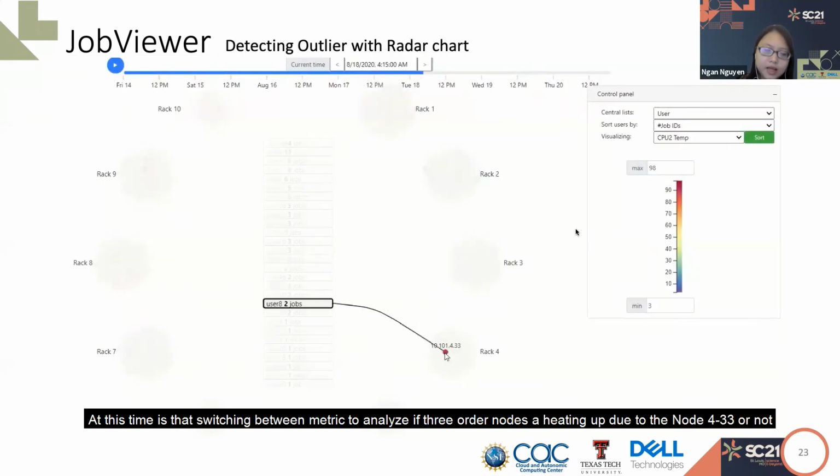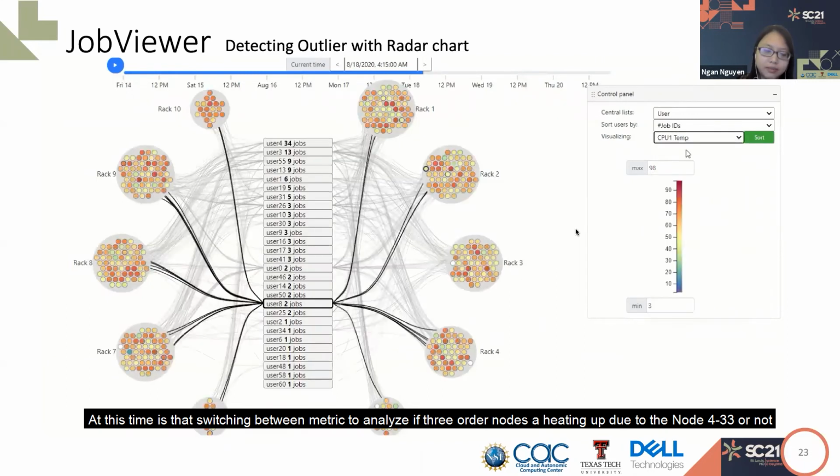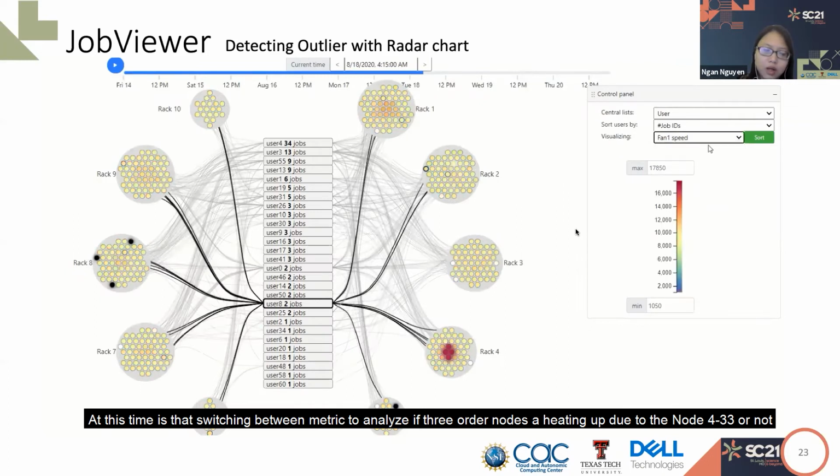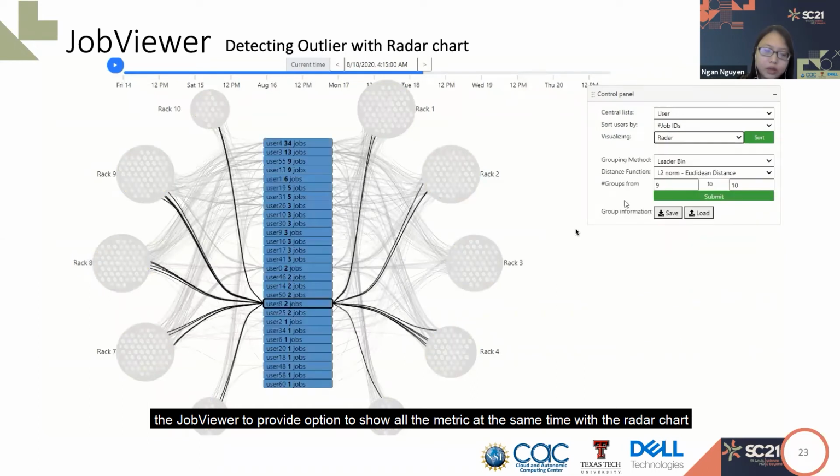At this time, instead of switching between metrics to analyze whether the nodes are heating up due to node 433 or not, the job viewer provides the option to show all the metrics at the same time with the radar chart.